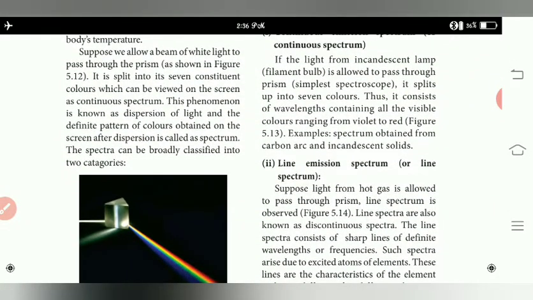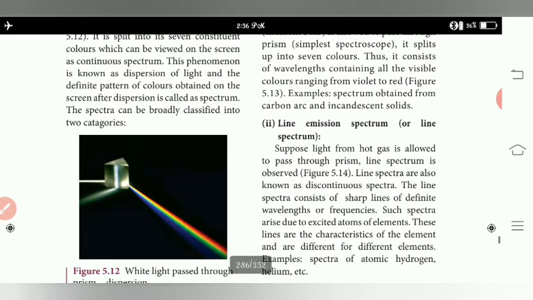Continuous spectrum: if the light from an incandescent lamp or filament lamp is allowed to pass through the prism, when white light is allowed to pass through the prism, it splits up into 7 colors: violet, indigo, blue, green, yellow, orange, red. Thus it consists of wavelengths containing all the visible colors ranging from violet to red. Examples are the spectrum obtained from a carbon arc or incandescent solids.